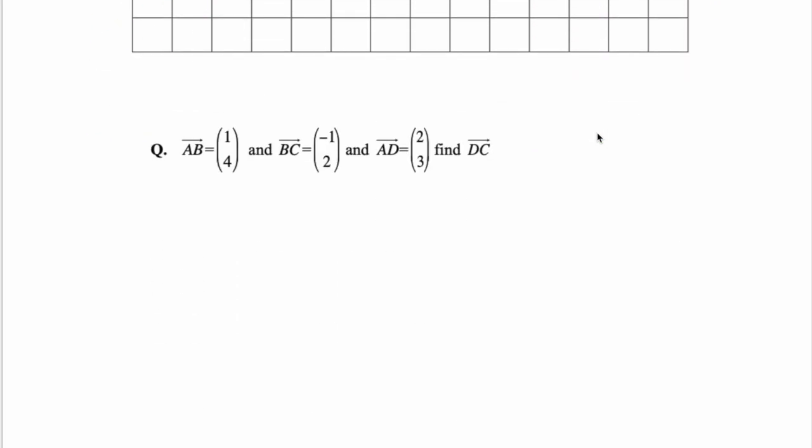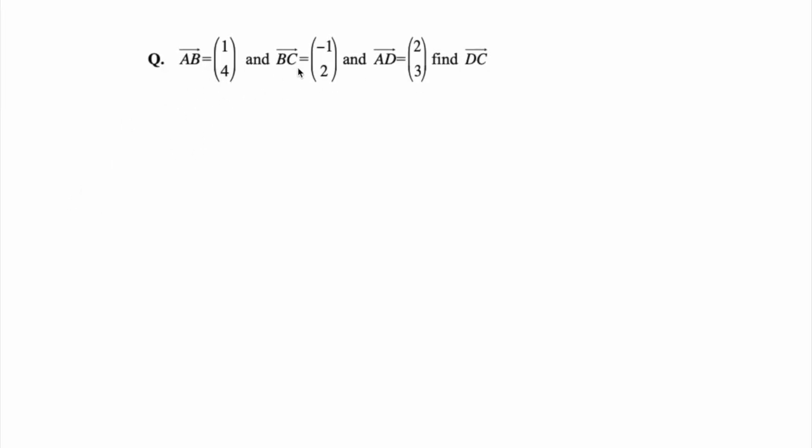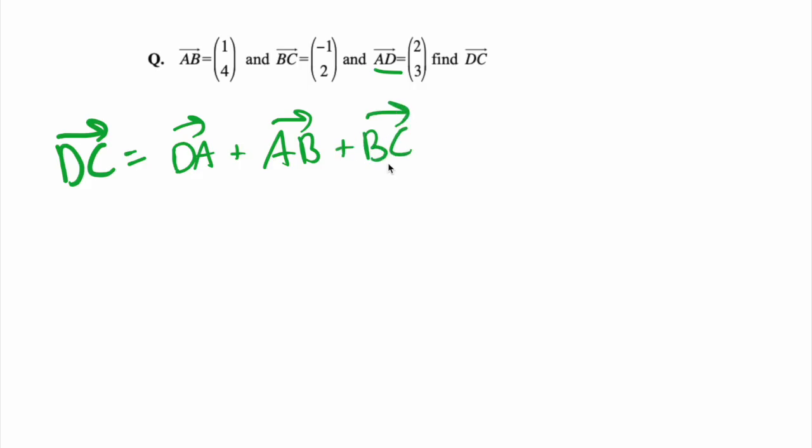Yeah, so let's take a look at some here. So AB, if you're going from A to B, it's 1, 4, okay, and BC is this, and AD is that, find DC. Okay, so we can think about it this way. DC is like you're starting at D and going to C. Okay, so we have AD here, but that's starting at A, but you can do DA. If you go from D to A, and then you go from A to B, and then you go from B to C, then you get DC, right? That logically makes sense.